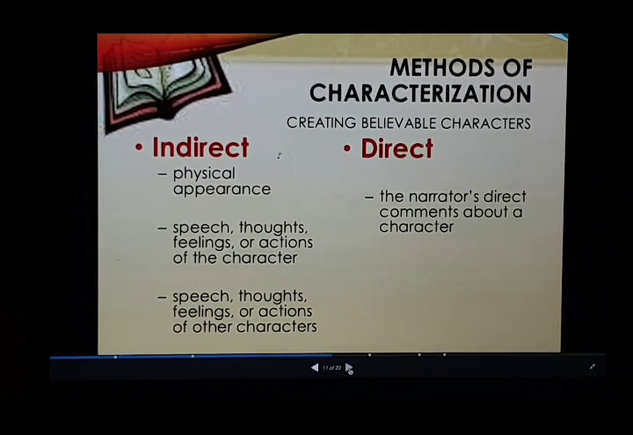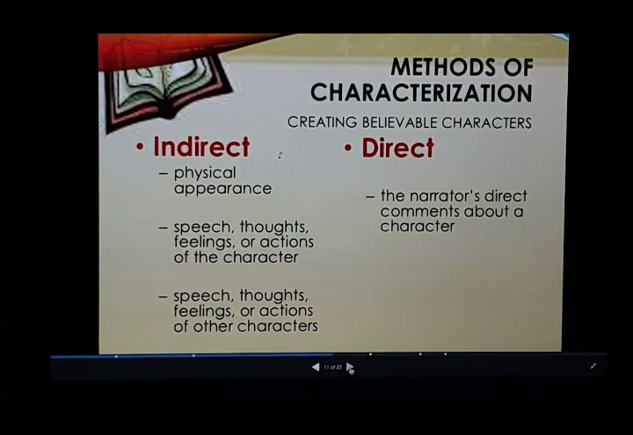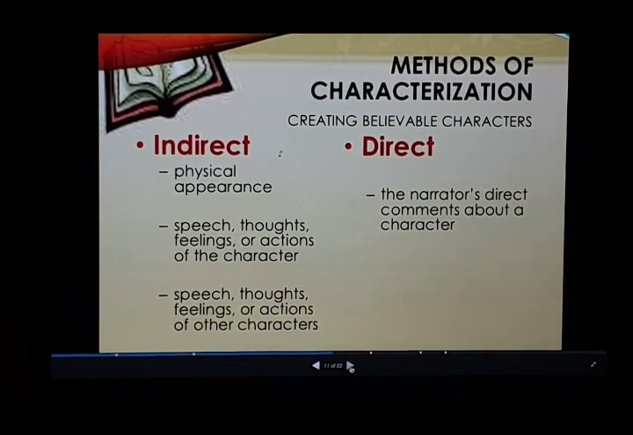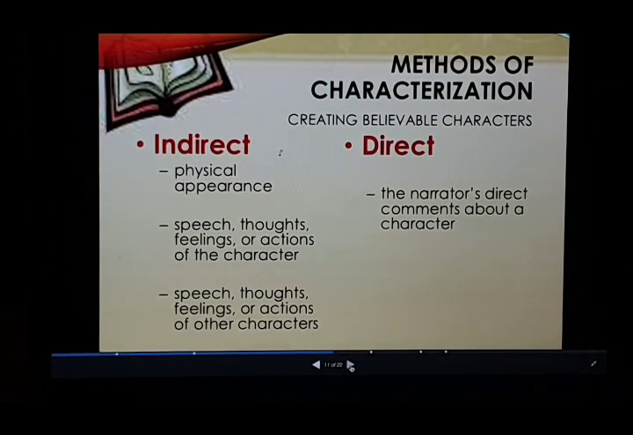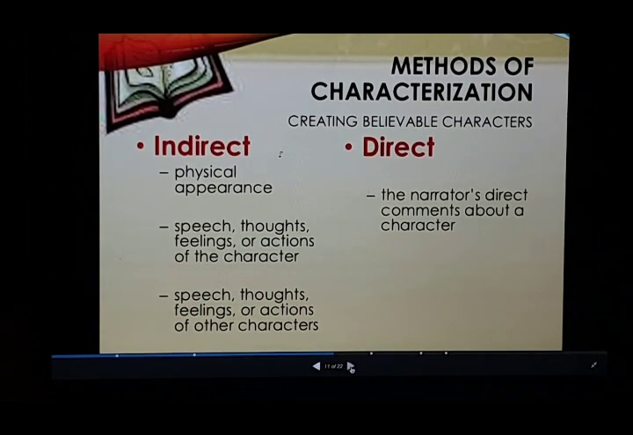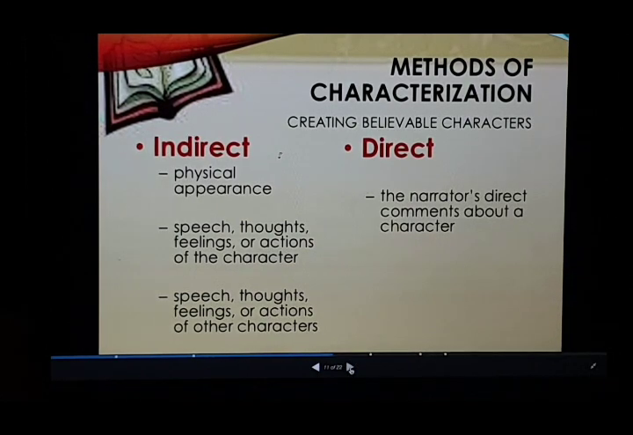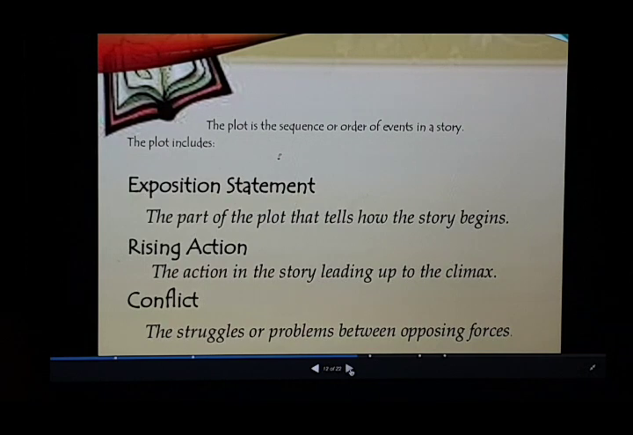And direct, the narrator's direct comments about a character. What the narrator thinks about the character. It is not that we will always know. The narrator will be describing the characters in the real sense, or he can leave some bit for the reader's imagination also. So these are the direct comments about a character by the narrator.